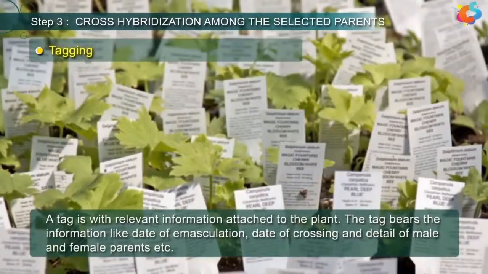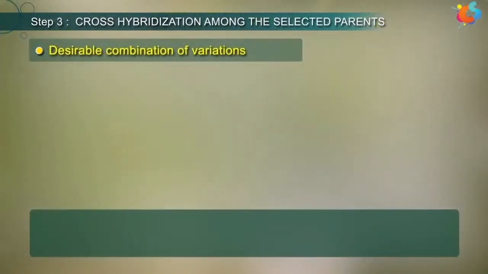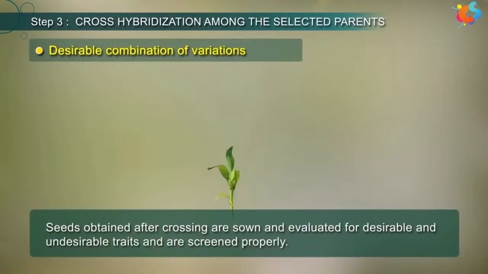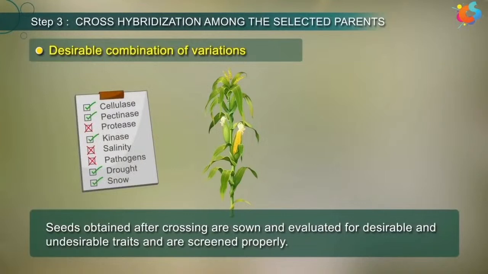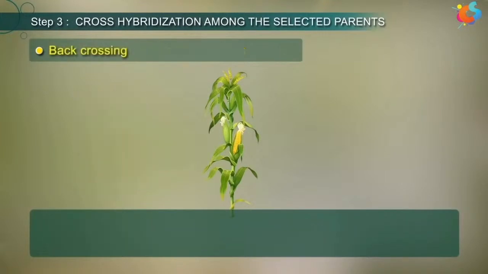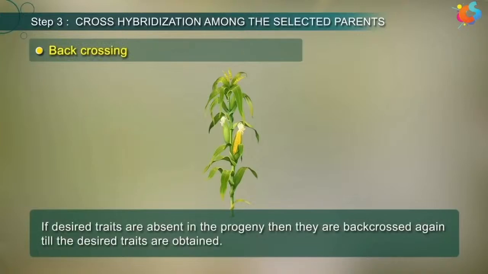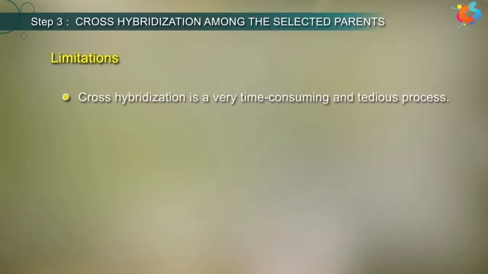Tagging. A tag with relevant information is attached to the plant. The tag bears information like date of emasculation, date of crossing, and details of male and female parents, etc. Desirable combination of variations. Seeds obtained after crossing are sown and evaluated for desirable and undesirable traits and are screened properly. Back crossing. If desired traits are absent in the progeny, then they are back crossed again till the desired traits are obtained.